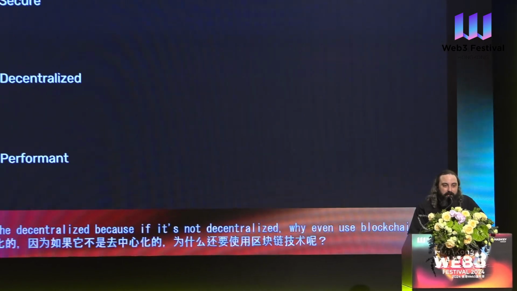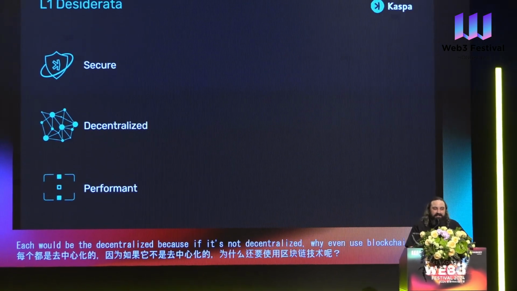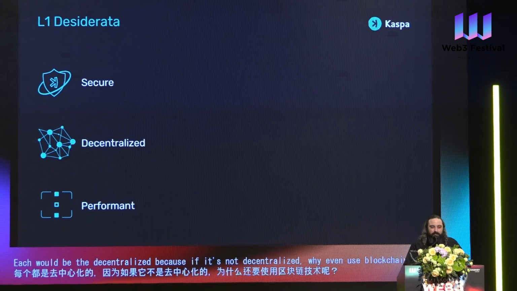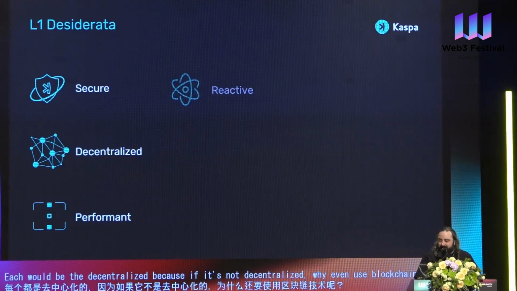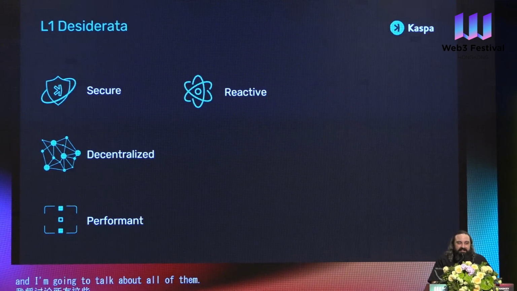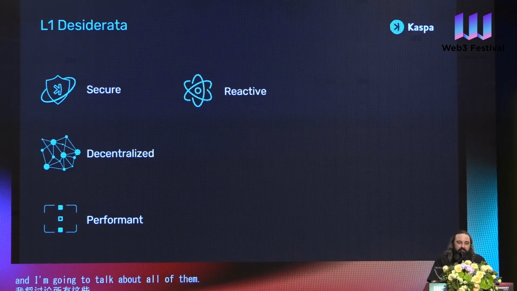So let's stop and think what we would like a layer 1 to have. What are the important properties? So first, it should be secure. This one goes without saying. It should be decentralized, because if it's not decentralized, why even use blockchain technology? And it should be performant, and this one actually is a complicated one. There are all sorts of performance you should care about, and I'm going to talk about all of them. It should be reactive, in the sense that if you want to do something, post a post on your decentralized Twitter or whatever, it should happen fast. You don't want to wait 10 minutes or 5 minutes or even 30 seconds.